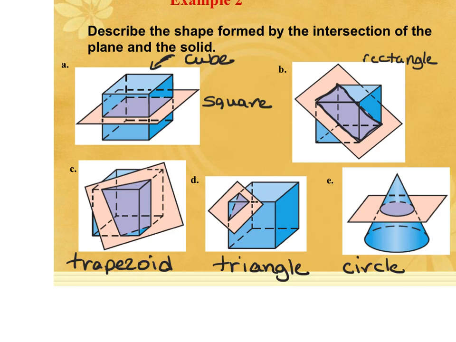So that is it for identifying the different types of solids and being able to name them based on their base, and then also being able to count the number of edges, faces, and vertices, and then using Euler's theorem to confirm your count. The homework is on Canvas.